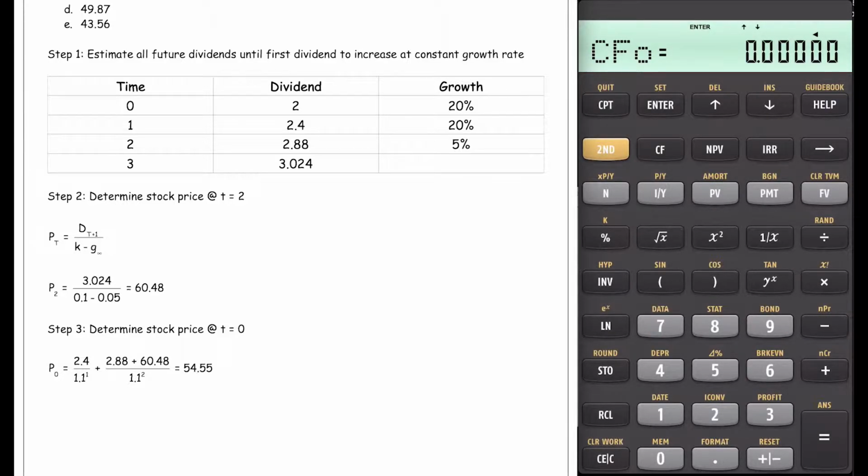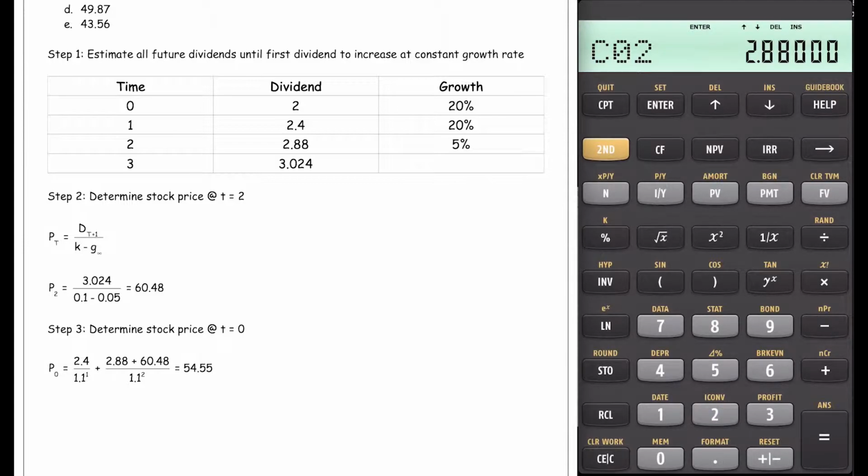Once you've pressed 0 for CF0, you're simply going to press enter followed by the down arrow. At this point, it's going to say C01, and we can simply press recall followed by 1. That's because we have the dividend at time 1 saved inside of the number 1. We press enter, and we can hit the down arrow twice. For C02, we're going to press recall followed by 2. So this was the dividend at time 2.